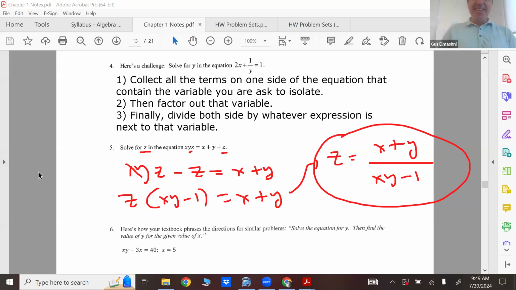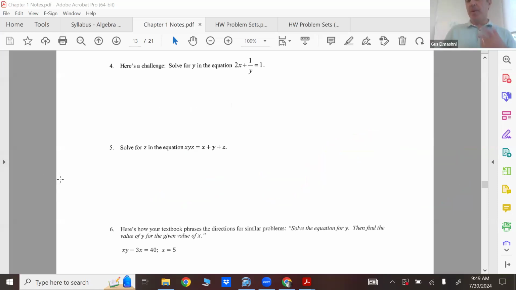All right. Anyway, number 4. Now let's try this one here. You want to get y by itself. I'll subtract the 2x first. Actually, let's do this. I'm going to take a little different approach. We've talked about this already. When you have fractions, it's best to multiply by the denominator to get rid of the fractions. So I'll do that first. So you get 2xy plus 1 equals y.